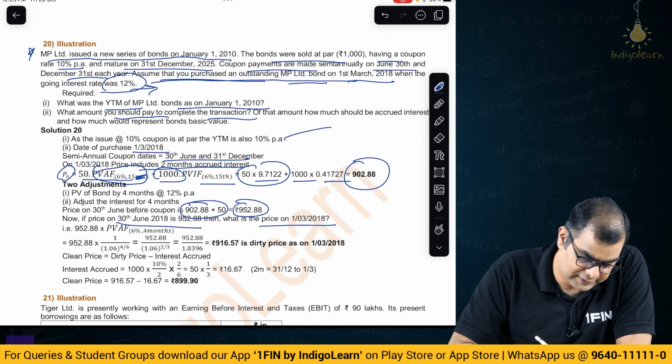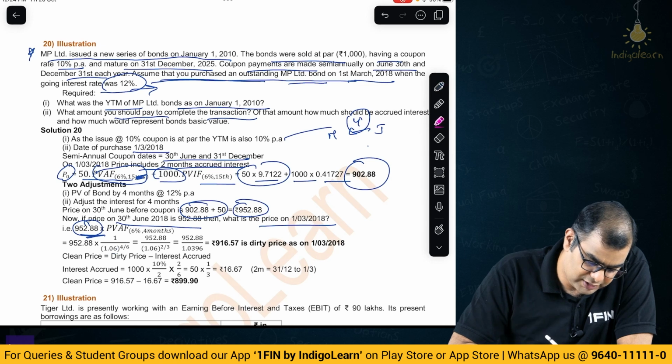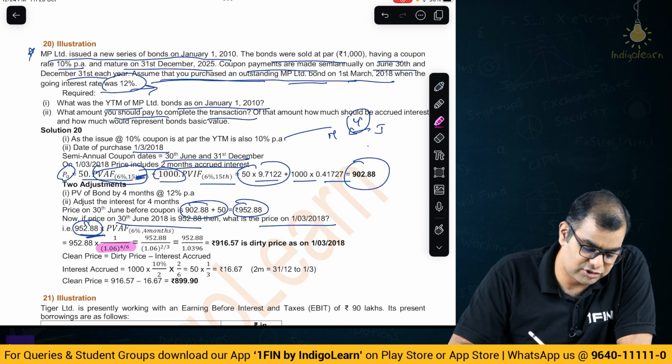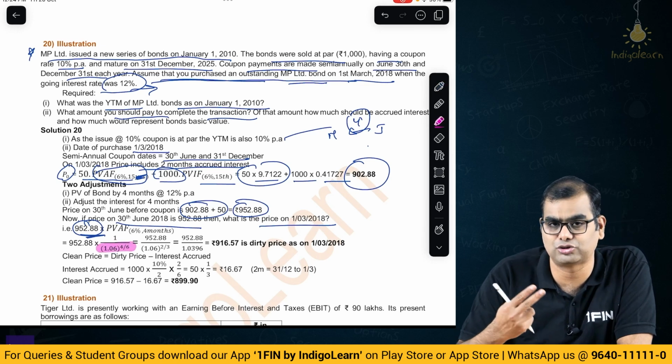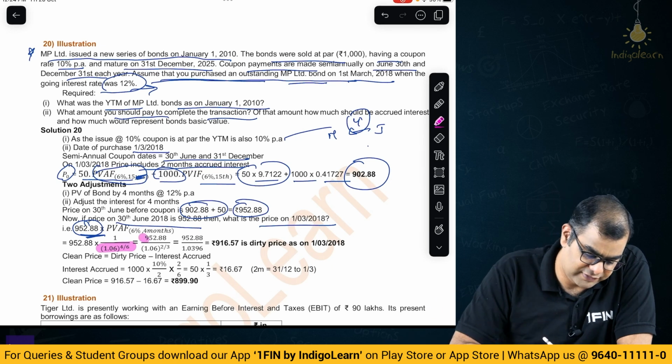You take the current yield. So, you have to move it from June to March. You have to bring it back by 4 months. So, what you do is 952 into 1 by 1.06 power 4 by 6. Why 4 by 6? Because 2 months have elapsed, 4 months are left. So, you have to bring it back by 4 months. So, 952.88 by 1.06 power 2 by 3.